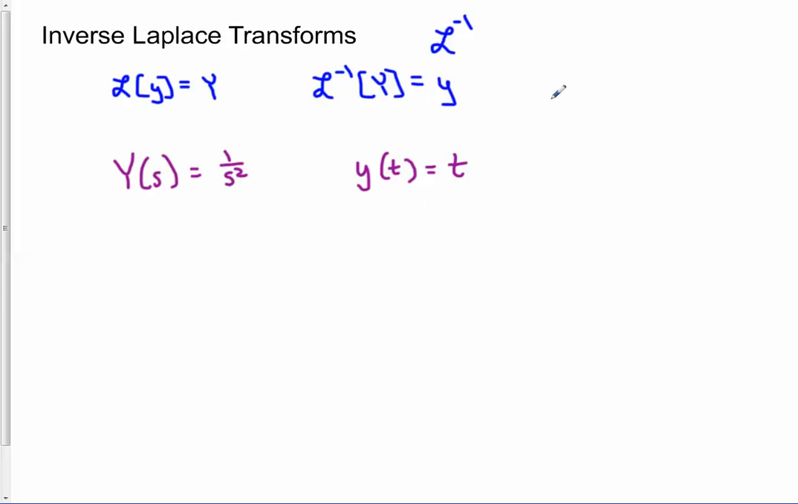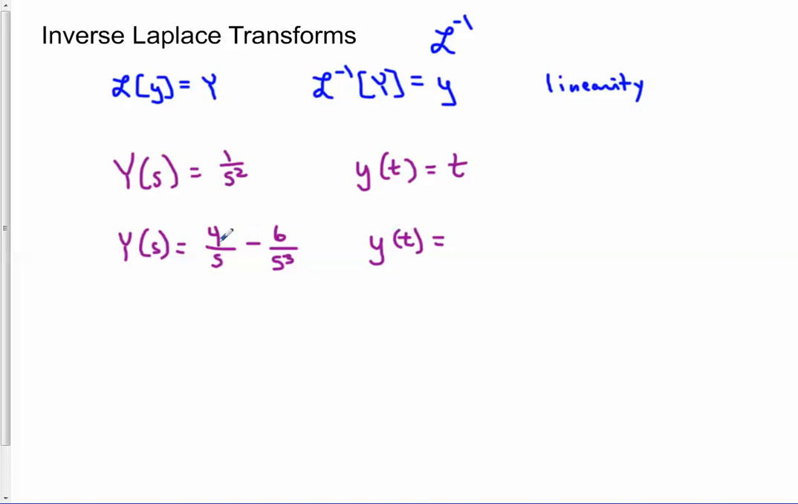The inverse Laplace transform has the same two linearity properties that the Laplace transform does. In other words, you can do the inverse Laplace transform on each part of a sum or difference, and constant multiples just go along for the ride and don't affect things. So what do I mean by that? Suppose we have a Laplace transform, a capital Y, that looks like this: 4 over s minus 6 over s cubed. And we want to figure out what the original function was. So we want to take an inverse Laplace transform.